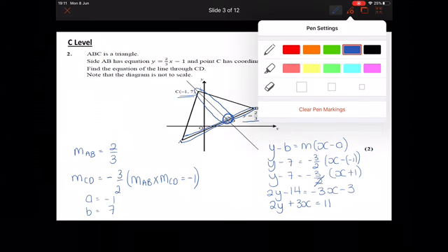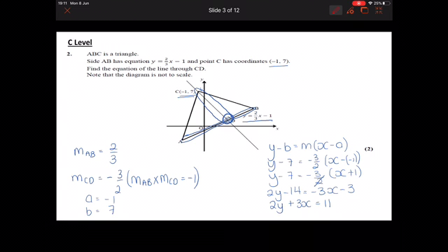So again, this is out of 2 marks. You would get your first mark for being able to find your perpendicular gradient, and you would get your second mark for subbing into y minus b and multiplying out. So question 2 is out of a total of 2.